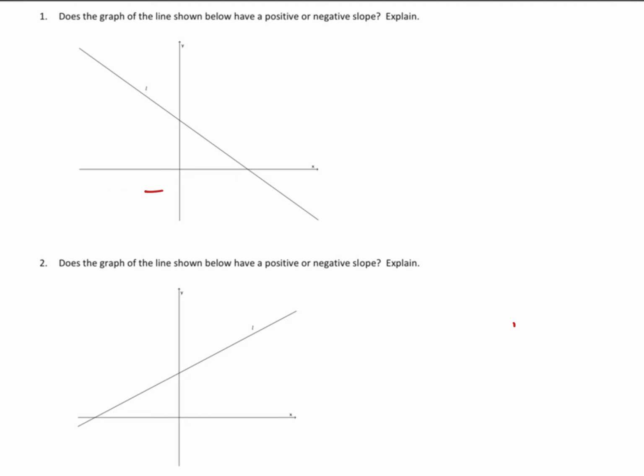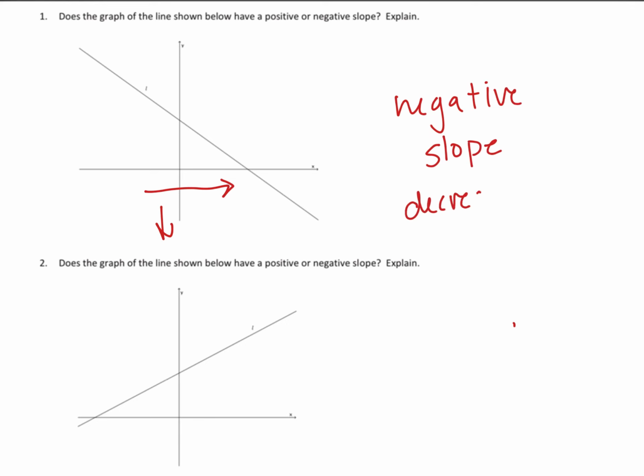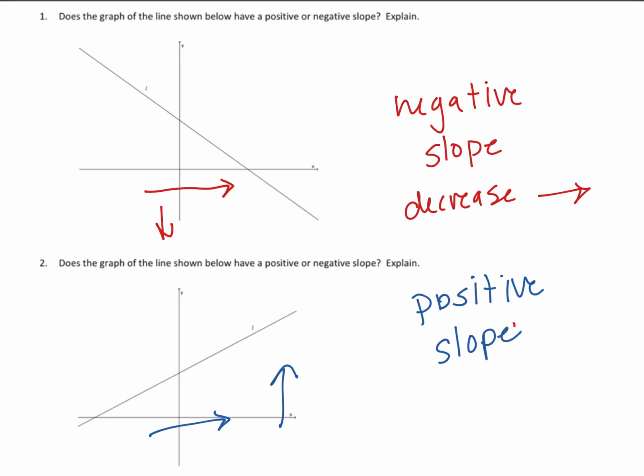Since this one is going down as I'm moving to the right, that's going to make it a negative slope. You can put that in your own terms, but basically, if we decrease as we move to the right, it's going to have a negative slope. For this one down here, as we move to the right, the graph gets higher and higher, so this will be a positive slope. And slope is just a way of describing how steep something is.